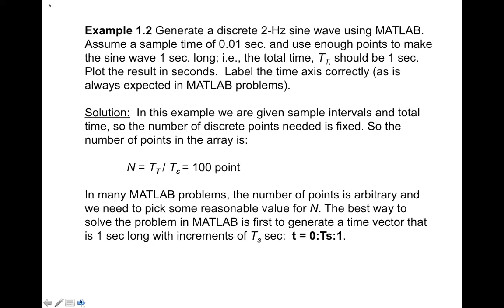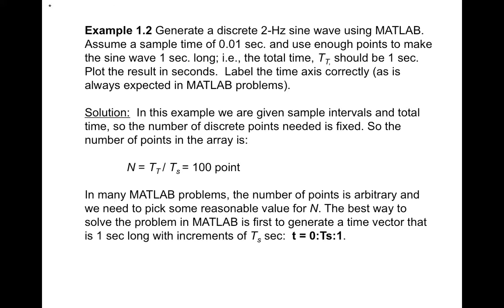So what's our sampling time? Our sampling time is 0.01. Our total time is 1. So if we take our total time and divide by our sampling time, we'll get the number of points that we'll have in that array. In a lot of MATLAB problems, the number of points is arbitrary, and it's up to the user to define a reasonable number of points.